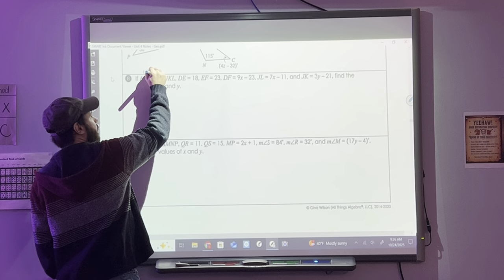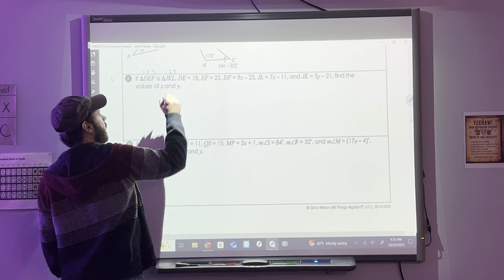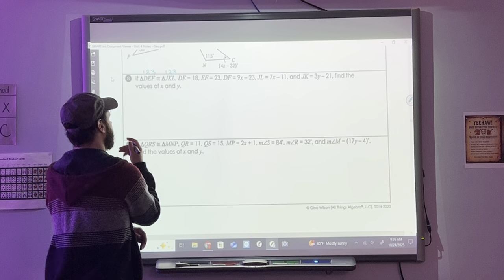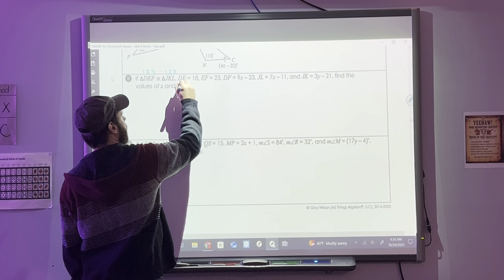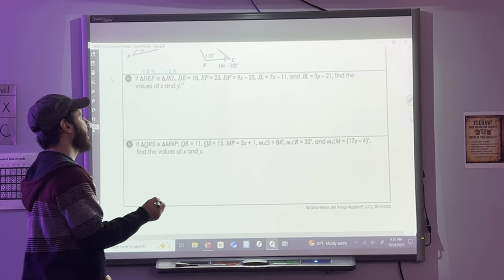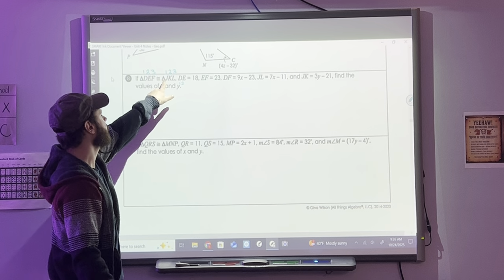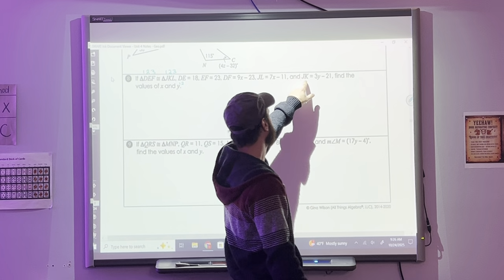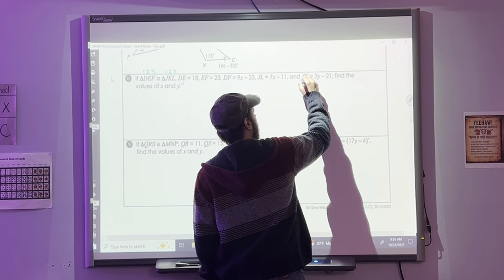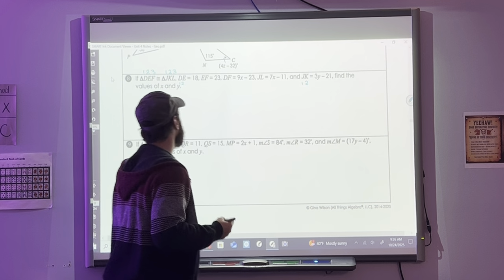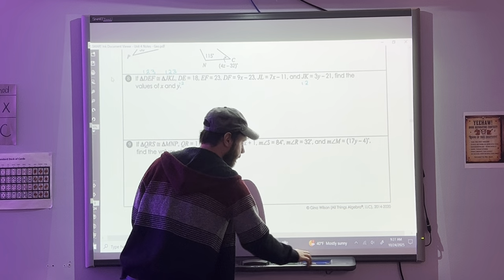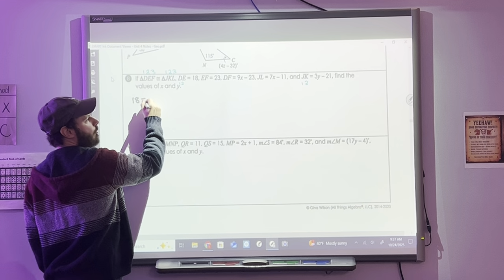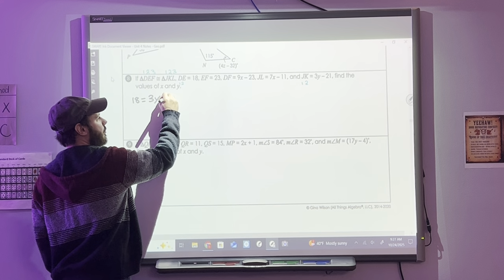1, 2, 3, 1, 2, 3. Okay. It tells me DE is worth 18. DE is 1, 2. The one that matches 1, 2 is going to be JK. Does it give me JK? It does, right here. 1, 2. My 1, 2s are going to match each other. Okay. So 18 equals 3y minus 21.